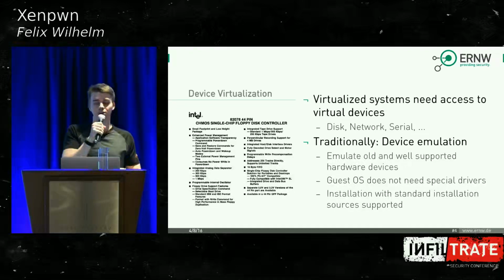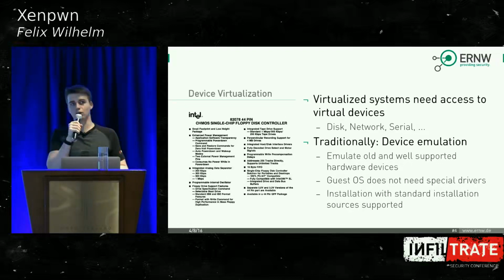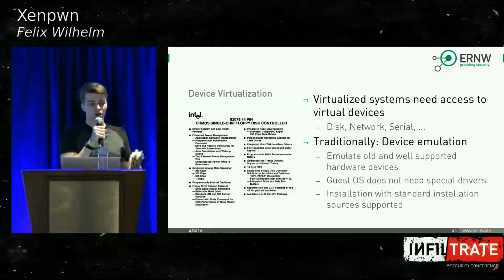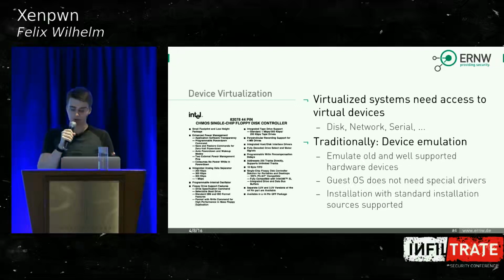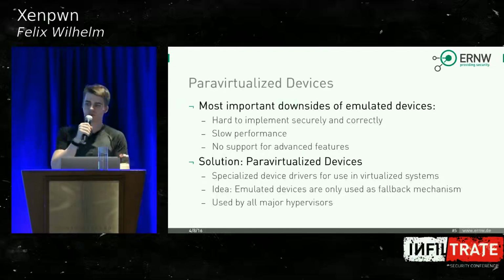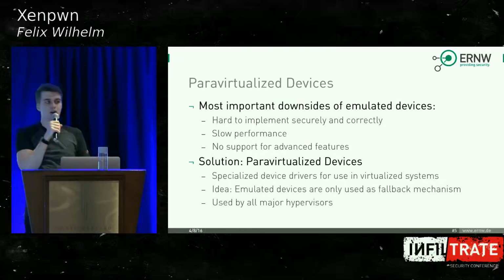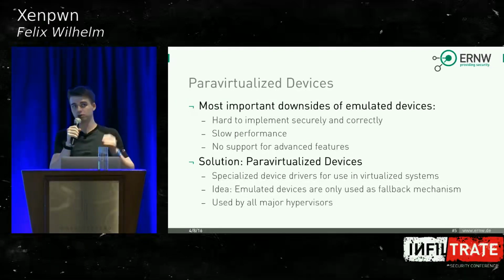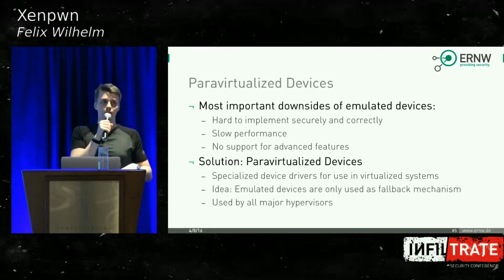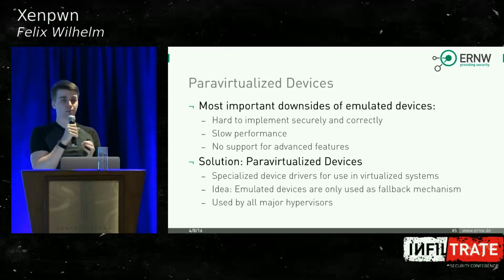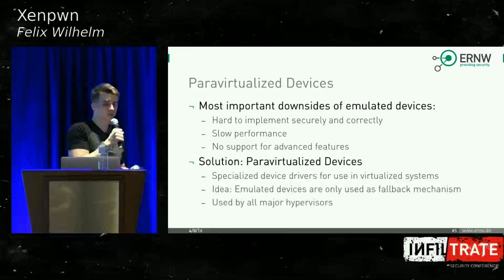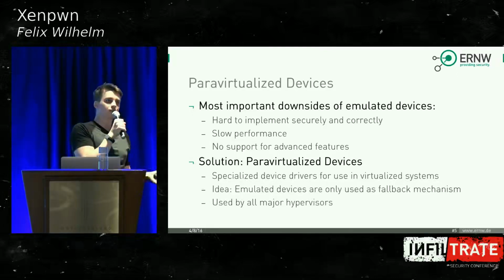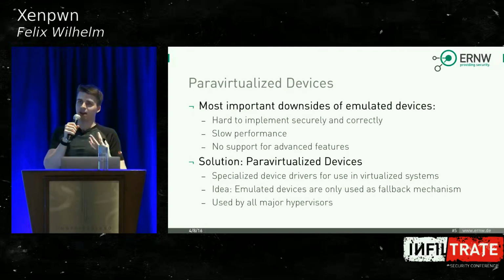So the screenshot on the left is actually this floppy disk controller Jason Gaffner from CrowdStrike looked at in the Venom bug. So this was a classic vulnerability you will often find in device emulation. So emulating some old hardware device in buggy code. Now the problem with emulated devices is on the one hand side they're kind of hard to implement securely and correctly. So if you just look at QEMU, you will see hundreds of device emulation bugs involving memory corruptions and all this stuff.